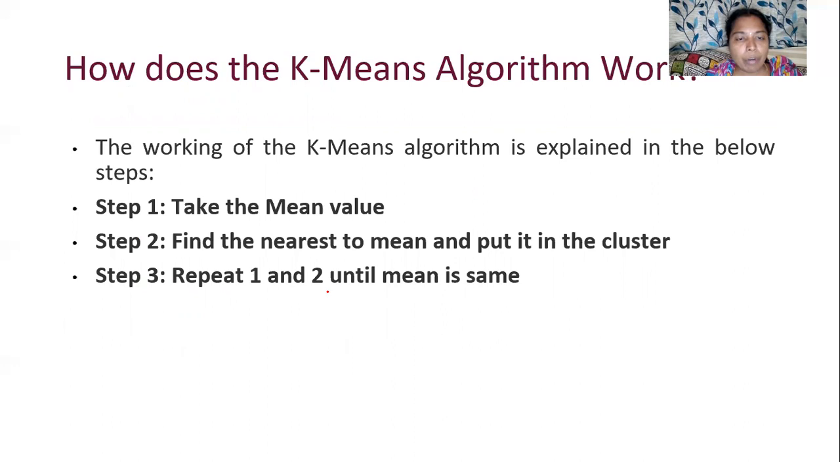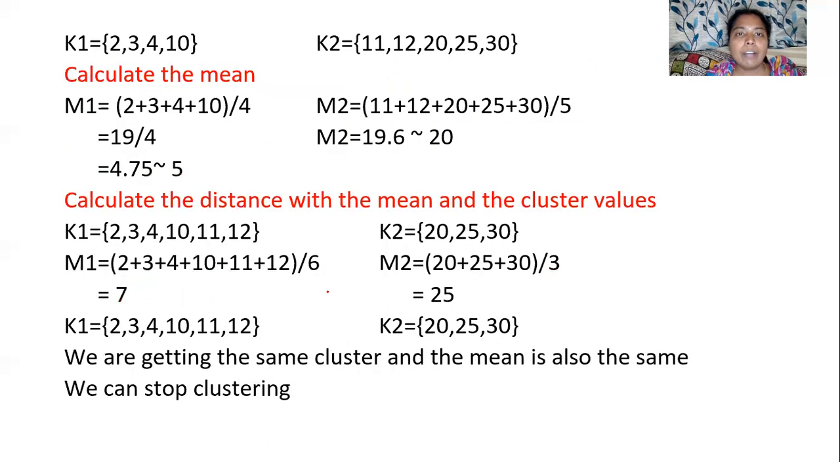So again we have found the mean value. Then we have to find out the nearest value of the mean. So K1, K2. Here we have to calculate the mean value. Again the new mean value is 5 and 20. Again we have to calculate the distance with the mean and the cluster values and put it in the 2 clusters, that is K1 and K2.